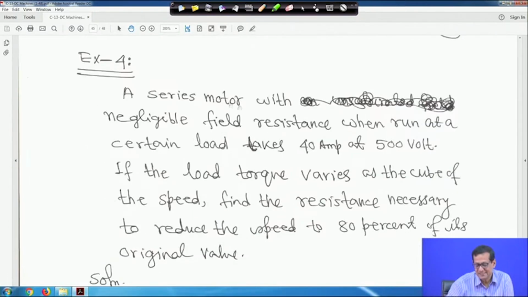Now, next is another example: a series motor with negligible field resistance, when run at a certain load, takes 40 ampere at 500 volt.